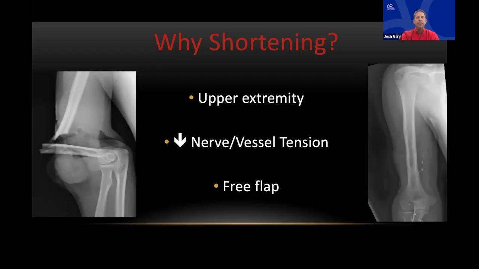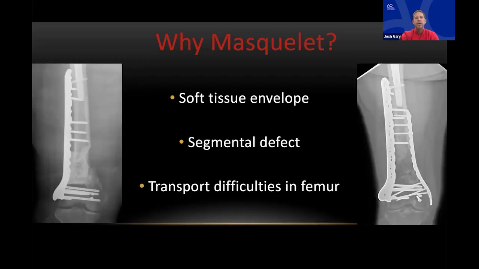And that shortening will decrease tension on your nerves and vessels, much better tolerated in the upper extremity than the lower. It can also decrease the amount of soft tissue coverage needed with soft tissue transfer.